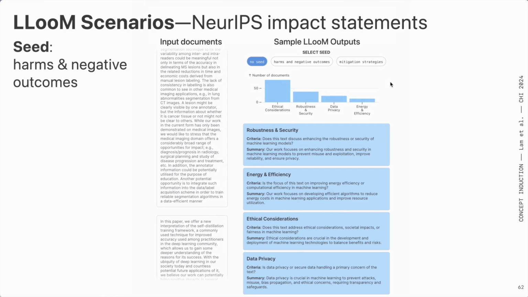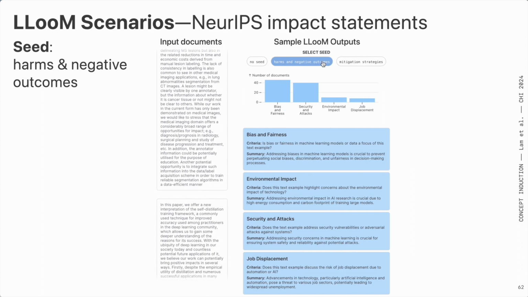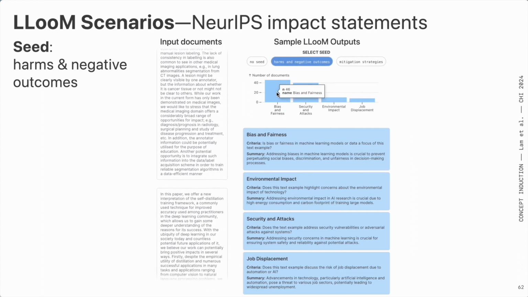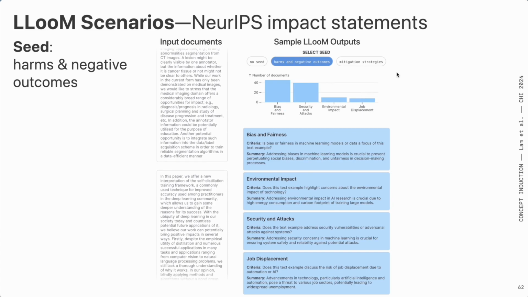When we dive into the types of negative outcomes that authors describe using a seed, we find that bias and fairness and security and attacks are the most common. However, there are also issues related to environmental impact and job displacement that are important but less frequently highlighted.